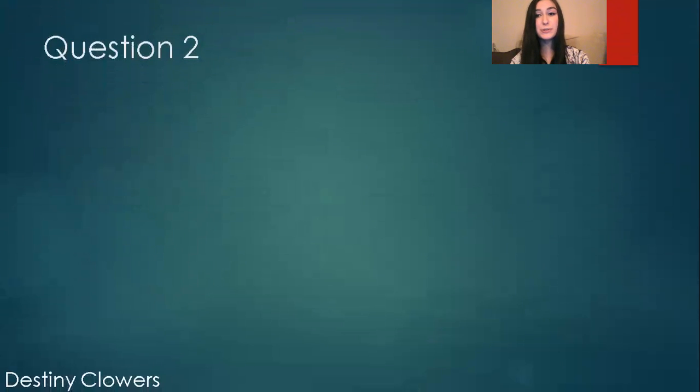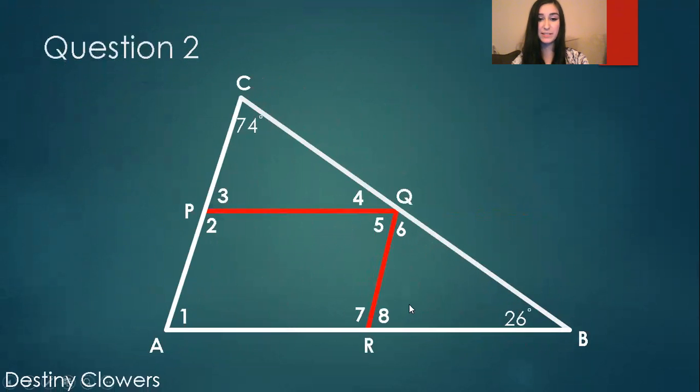Now for question 2, we are also going to be solving the measure of some different angles. And we are only given the measure of 2 angles in this problem, which is 74 degrees and 26 degrees. So we are going to solve for angle 1 first because we know that in a triangle, all the measures have to equal up to 180 degrees.